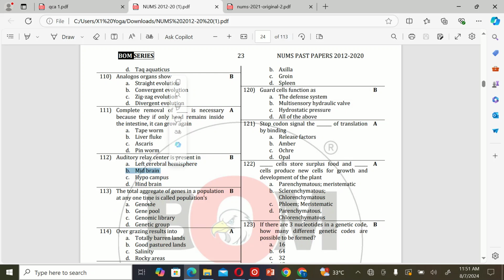The next MCQ is, the total aggregate of genes in a population at any one time is called dash population. A. Genome, B. Gene pool, C. Genomic library, and D. Genomic group. So the correct option is B, gene pool.